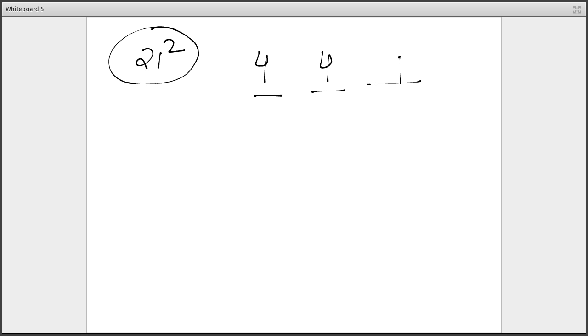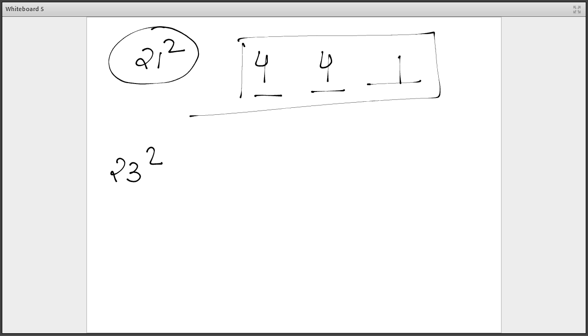Okay, now let's take some examples. The first example is 21 square. Unit digit square is 1. Multiply all the digits present in the circle: 2 into 1 into 2 is 4. Now the first digit, the tens digit, is 2, and 2 square is 4. We got the answer as 441.